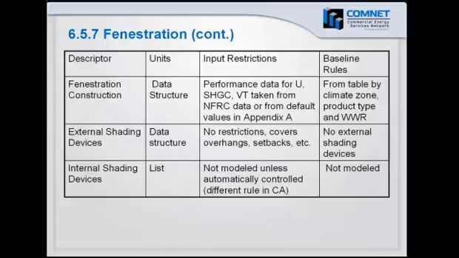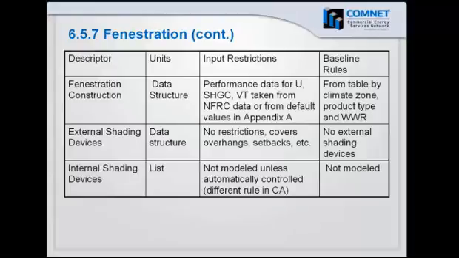More on fenestration, so we have the construction. For the thermal performance, we essentially specify only the U factor, the solar heat gain coefficient, and the visible transmittance. So they're taken either from NFRC ratings or from default values listed in Appendix A. The baseline rules, those performance data are set by climate zone, product type, and window wall ratio. And there's a table in the COMNET manual that specifies these criteria.